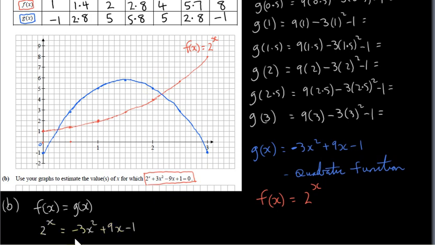Okay, so if we put these equal to each other, then we can move the right hand side over to the left hand side.